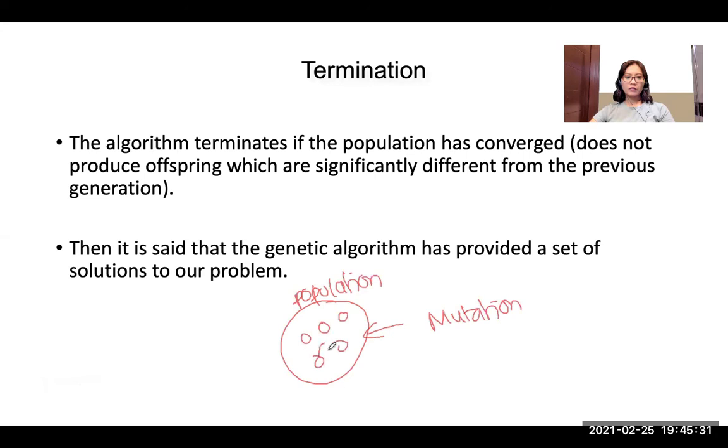I want to always improve the populations. If the population doesn't change anymore, doesn't improve, then this algorithm stops. Then it is said that the genetic algorithm has provided a set of solutions to our problem. So this is after some iterations and the algorithm stops. This is the best population that we can have from the genetic algorithm. Then finally, you can pick and sort them by the fitness value.